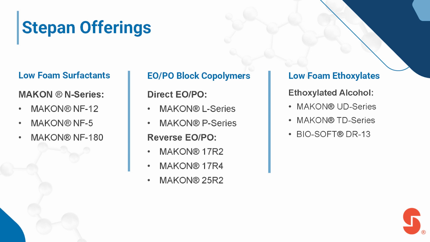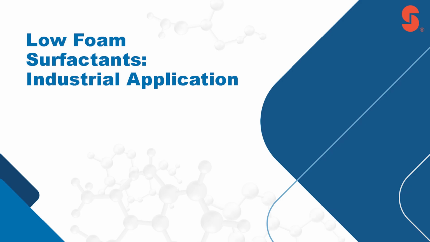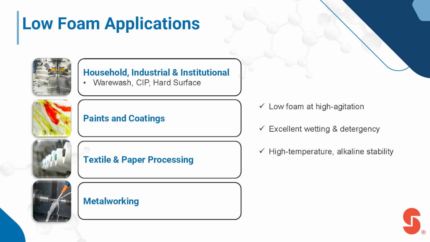And at this point, let's try to apply what we've learned to our industrial applications for low foam surfactants. So these chemistries are seen in many applications. Of highlight are HI&I, of which we'll get into a little bit today in the ware wash application, as well as paints and coatings, textile processing, and metalworking. And so in all these applications and many more not mentioned, a lot of key performance attributes that we want from our chemistries are obviously low foaming.